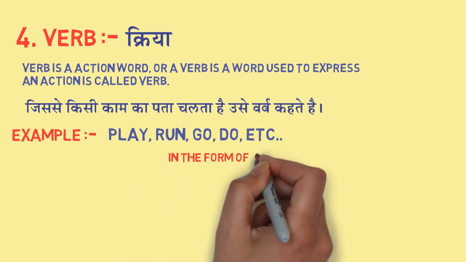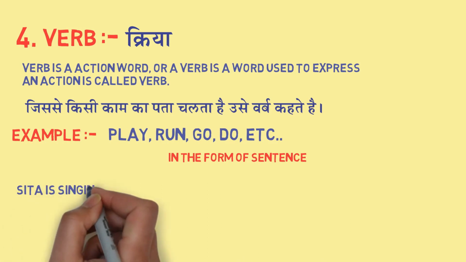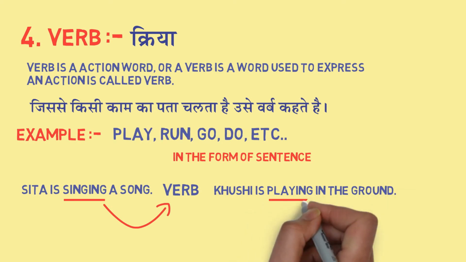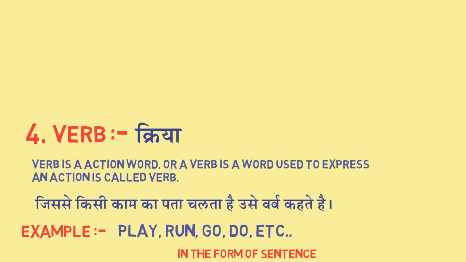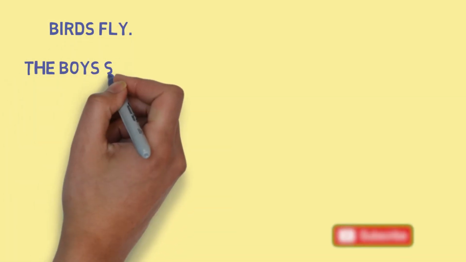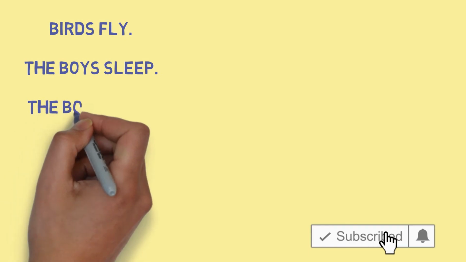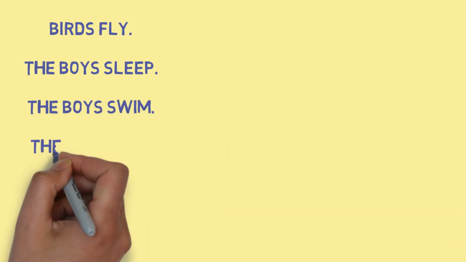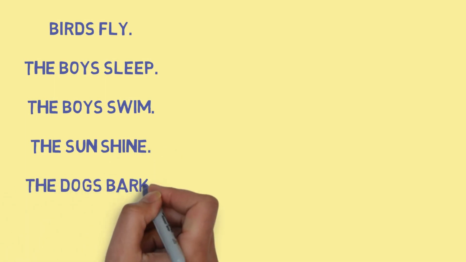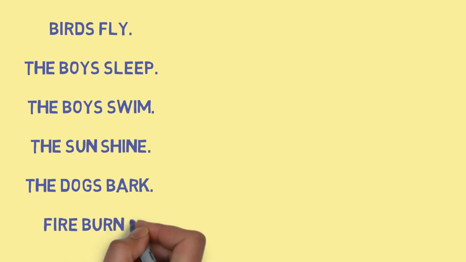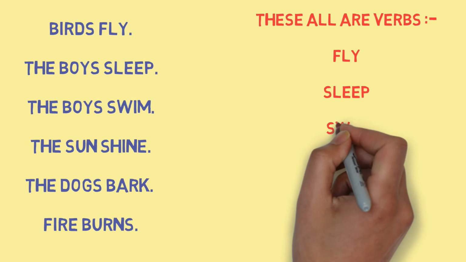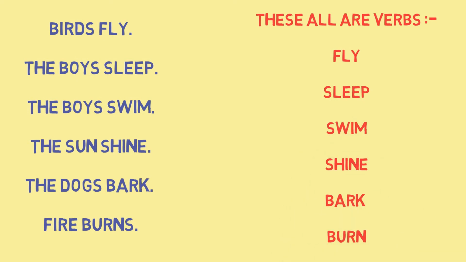In the form of sentence, Sita is singing a song. Singing is a verb. Khushi is playing in the ground. Playing is the verb. Birds fly. The boy sleeps. The boy swims. The sun shines. The dog barks. Fire burns. These all are the verbs: fly, sleeps, swim, shine, bark, burn.